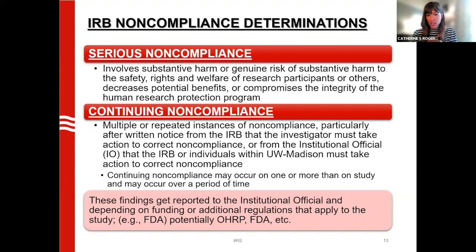If we make a determination that it is one or both of these, serious and or continuing, investigators, we always make a preliminary determination. So investigators will always have a chance to respond and say, here's some mitigating information. Here's some additional information that we found in our investigation of this. We would like the IRB to consider this. Once we finalize that finding, then we report that to the institutional official here on campus. And then depending on funding and other regulatory oversight, we would potentially report that finding to OHRP and or the FDA.